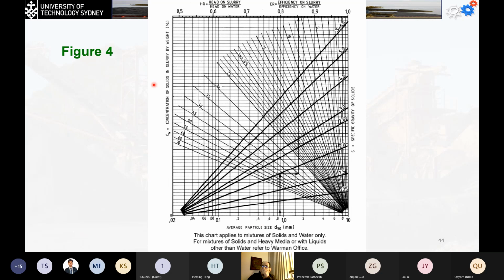So how to use this chart? If I know the value for the specific gravity of the solid, and this can be very simple. For example, I'm using sand to be mixed with the water to make the slurry. The sand has 2.65 as the value for the specific gravity. Let's consider that the average particle size of this sand is equal to 9 millimeters. So I'm going to make a straight line from the 9, intersecting with the 2.65 line here for the specific gravity.